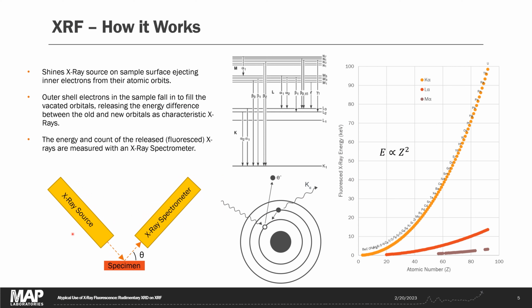Here's a diagram showing what I just described, an X-ray source bombarding a specimen. X-rays are being fluoresced by the specimen, and those X-rays are counted and their energies are measured by a spectrometer. Depending on which electron in the specimen atoms is filling which vacated orbital, you can get different fluoresced X-ray energies. And those fluoresced X-ray energies are proportional to the atomic number squared. That's the number of protons in the atoms that make up the specimen. So that's how you're getting the elemental composition information from the energy of the fluoresced X-rays.